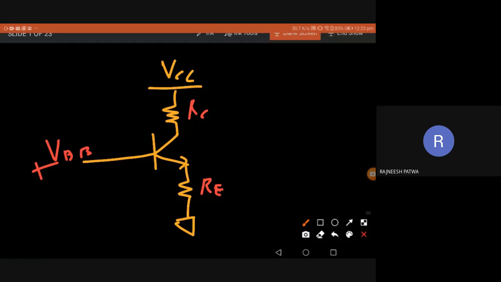The only thing you have to think, when you're calculating IC and VCE, is whether you are using beta or not. That's the only thing. In your mind also you can see.